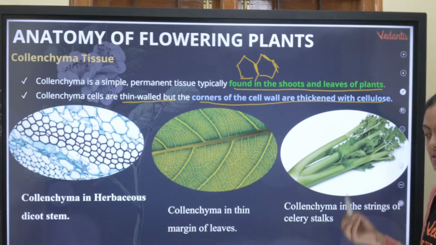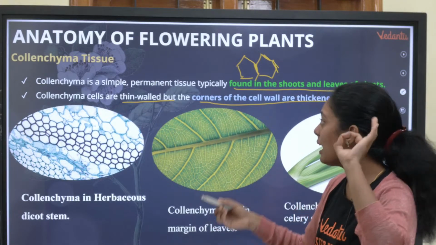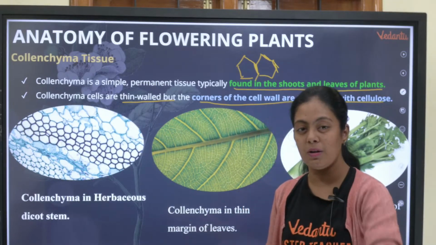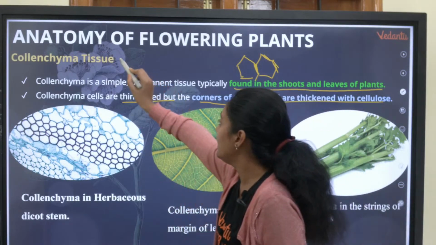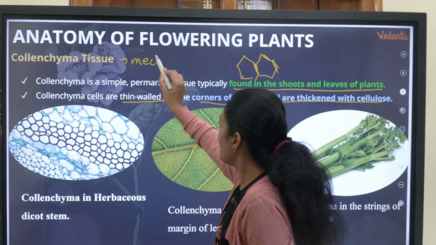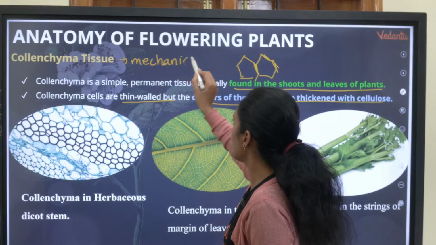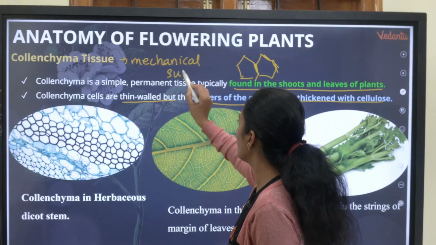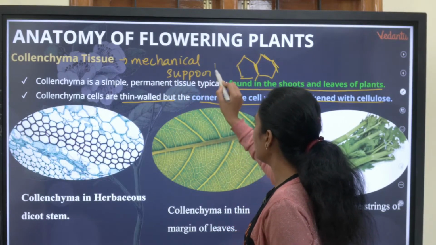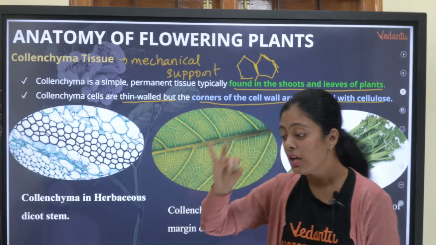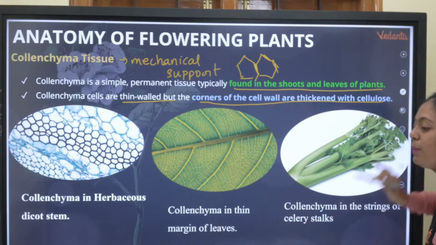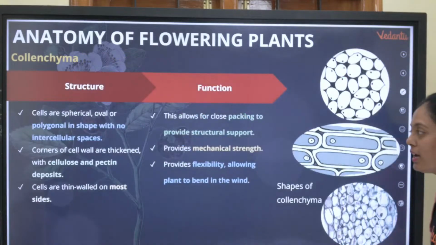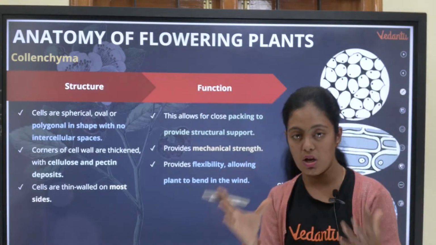So you can see collenchyma in herbaceous dicot stem, collenchyma in the thin margin of leaves, then collenchyma in the strings of celery stalk. Can anyone tell me the most important function of collenchyma? Can anyone tell me what is the function of collenchyma? It helps in mechanical support. Very important point. Okay, your parenchyma is for storage and photosynthesis, your collenchyma is for mechanical support. Very important, guys.